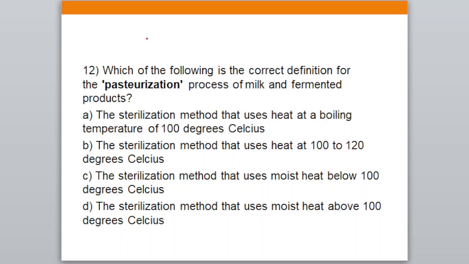Question number 12. Which of the following is the correct definition for the pasteurization process of milk and fermented products? Option A. Sterilization method that uses heat at boiling temperature of 100 degrees Celsius. Option B. Sterilization method that uses heat at 100 to 120 degrees Celsius. Option C. Sterilization method that uses moist heat below 100 degrees Celsius. And option D. The sterilization method that uses moist heat above 100 degrees Celsius. Your correct answer is option C. Sterilization method that uses moist heat below 100 degrees Celsius.